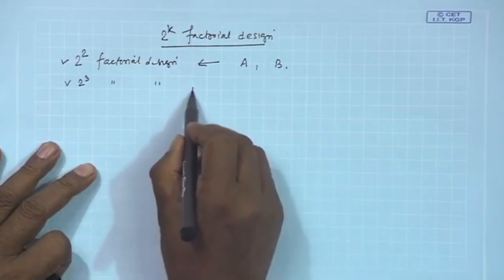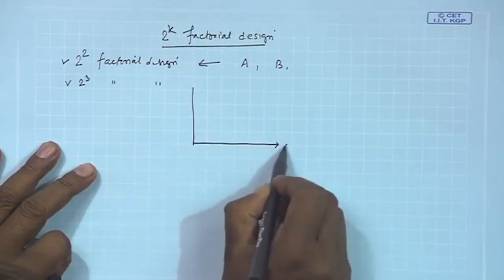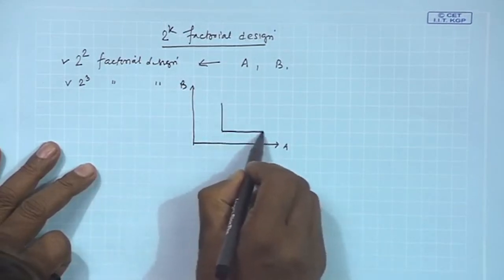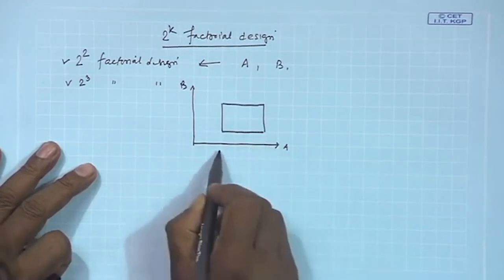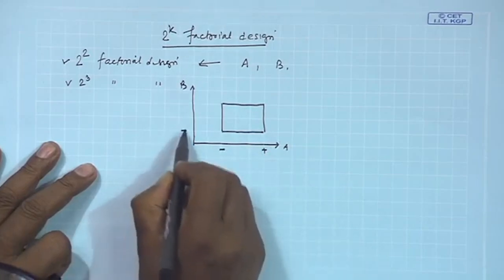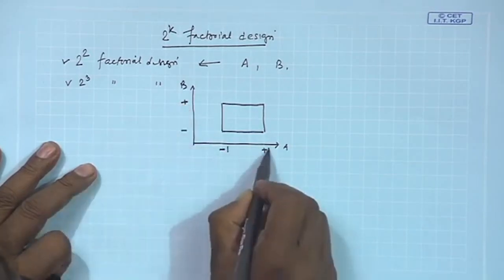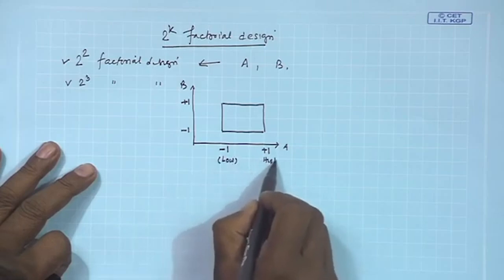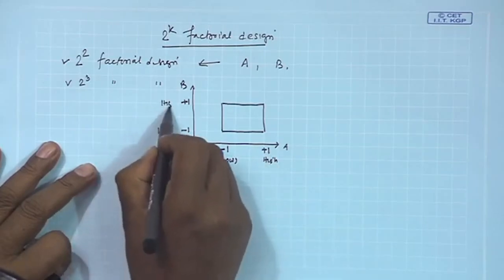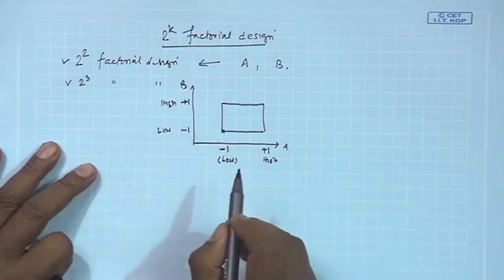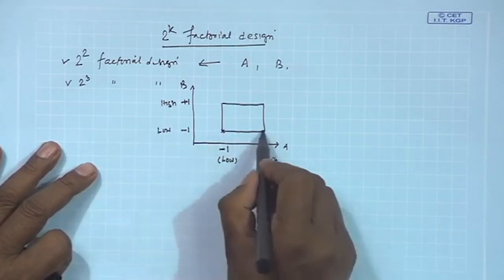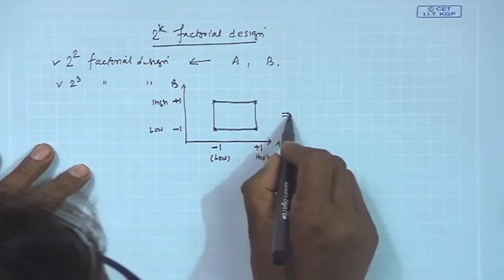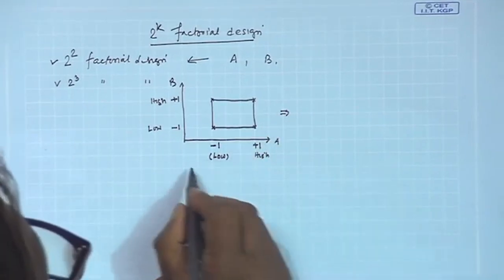And then if A and B both have two levels, we got 4 treatment combinations for A minus, plus, B minus, plus, or minus 1, plus 1, minus 1, plus 1, which we have said low, high, low and high. This is one factorial point, this is another factorial point, another, another. And from there we have seen, this is basically the geometric view.